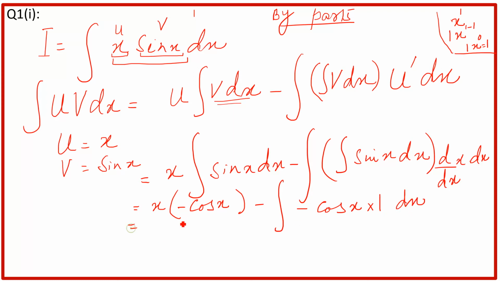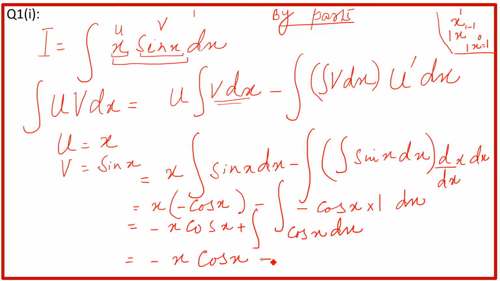In the next step, see, this minus I can write down here, minus x cos of x, and this minus times minus will be positive, integral of cos x dx. Negative x cos of x, and then this again, right? This is cos of x, and the integral of cos x is sine x. Here we will use the constant of integration, and this is our answer.